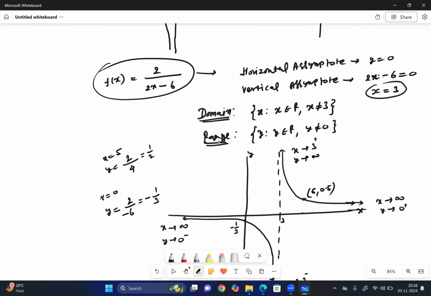Actually, I didn't simplify it in this. If I simplify, then it can be x minus 3, right? Because you've taken 2 as common. But it's the same thing.